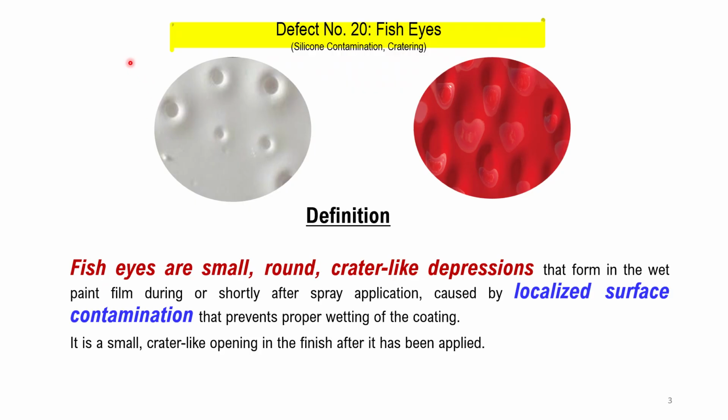The defect fish eyes can be explained as small, round, crater-like depressions that form in the wet paint film during or shortly after spray application, caused by localized surface contamination that prevents proper wetting of the coating. It is a small, crater-like opening in the finish after it has been applied.